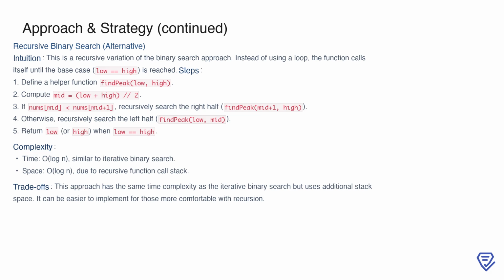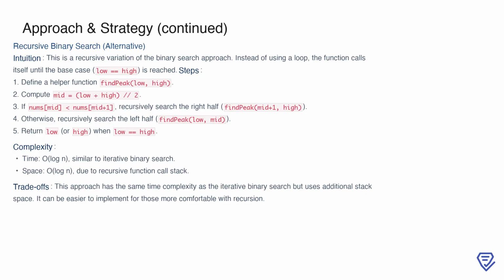At each step, we calculate the midpoint and compare the element at mid with its right neighbor. If the mid element is less than its right neighbor, we recursively search the right half of the array, passing mid plus 1 and high as the new bounds. Otherwise, we search the left half by passing low and mid as the new bounds. Once the base case is reached, the function returns the position of the peak element.